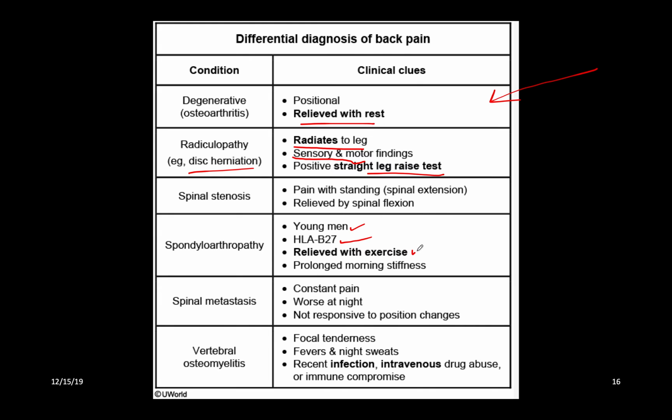Okay. Spondylosis, so a young man, HLA-B27. This is going to be relieved with exercise. Okay, so as they use their back more, it's going to feel better. Nothing else really is described that way, right? This is the only one that has relieved with exercise, and that's because it's inflammatory. So that makes sense. Spinal mets, constant pain, worse at night, not responsive to position changes.